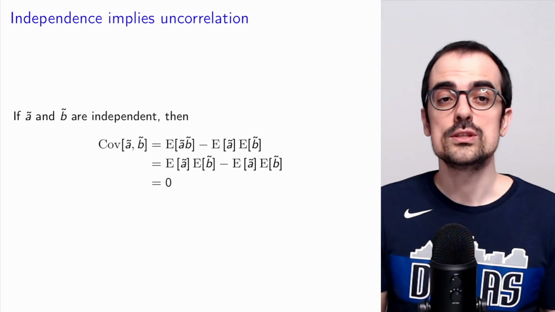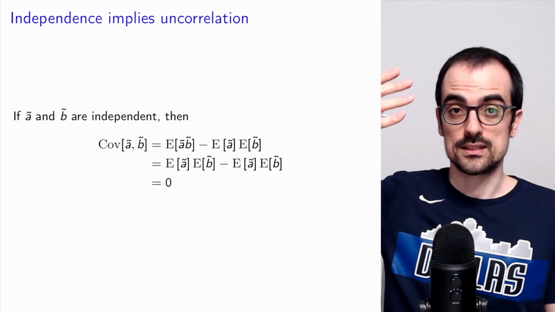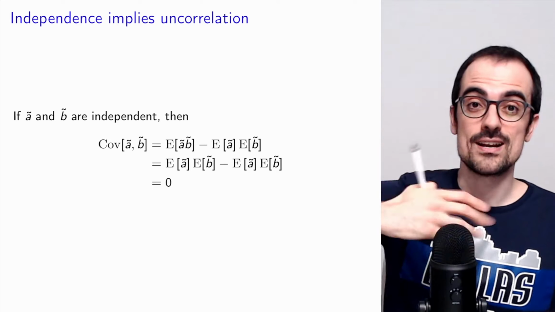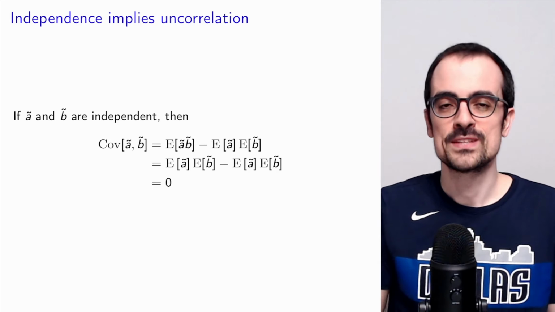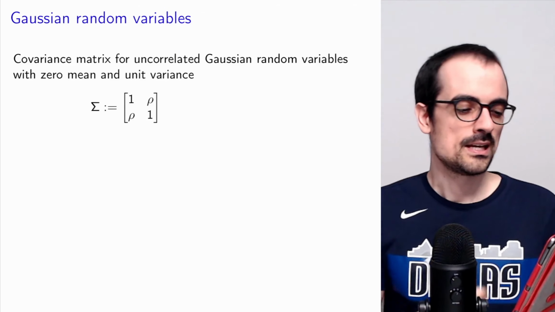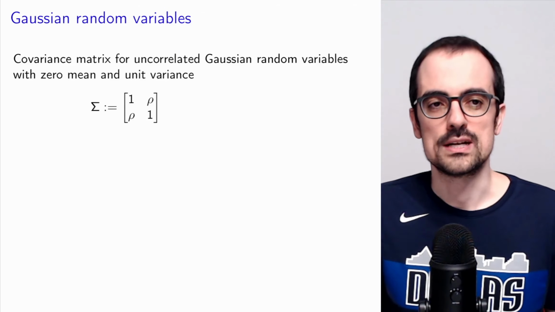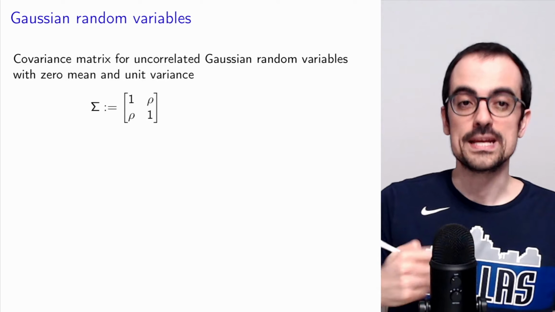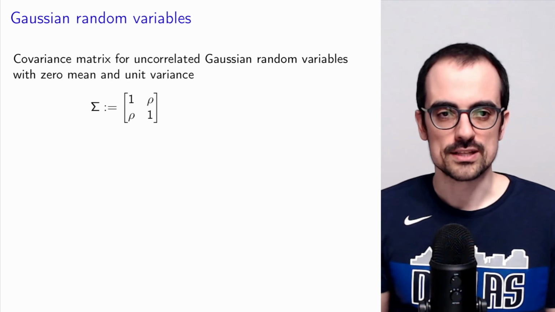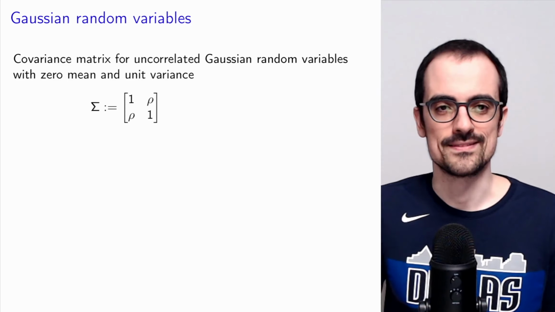In general, we're going to see that independence implies uncorrelation, but uncorrelation does not necessarily imply independence. However, there is an important exception, which is Gaussian random variables. Let's take a look at two Gaussian random variables with zero mean and unit variance. The same results apply for general Gaussian random variables, but this is just to simplify the exposition.